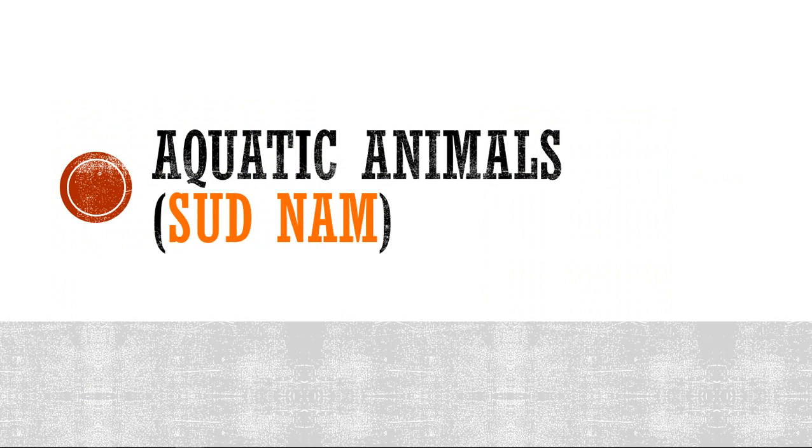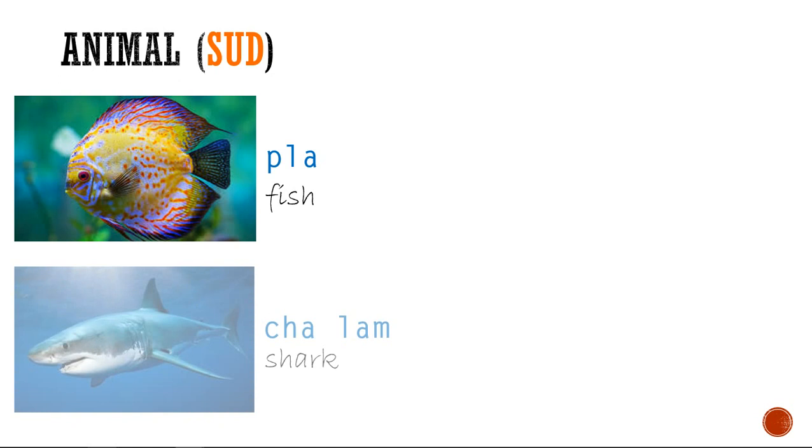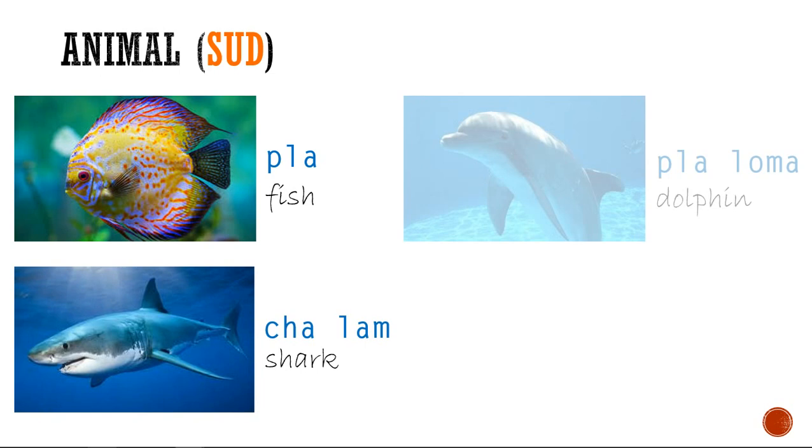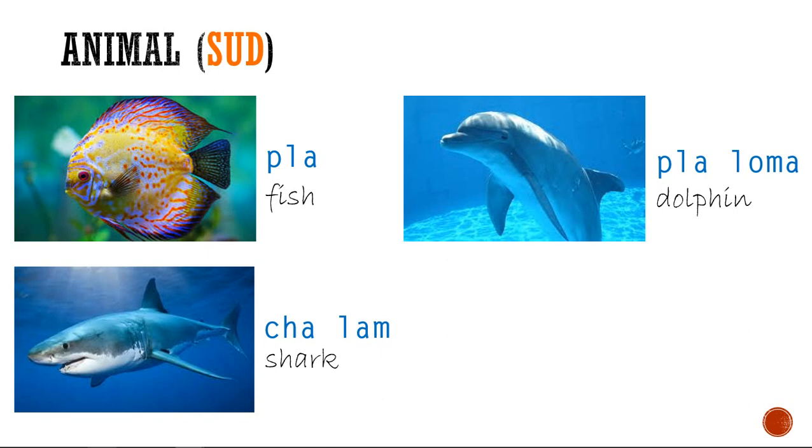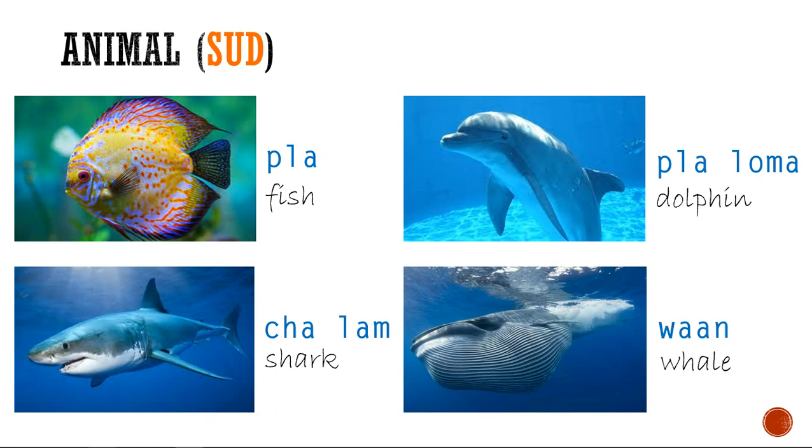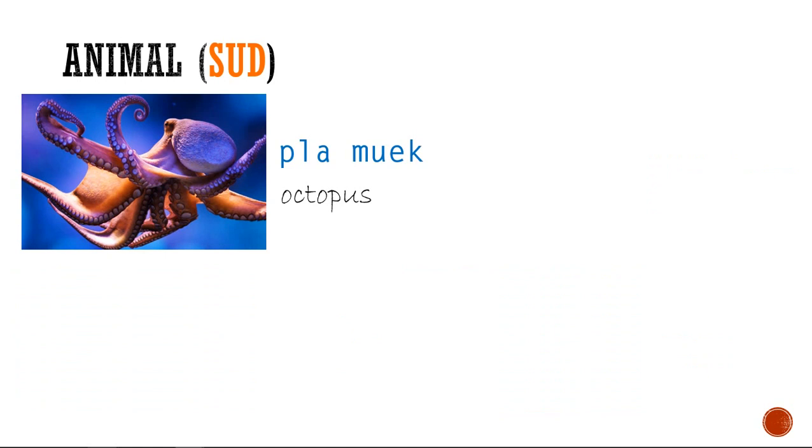Aquatic animals, สัตว์น้ำ. Aquatic is in the water and น้ำ is water. ปลา, fish. ฉลาม, shark. ปลาโลมา, dolphin. วาฬ, whale. Plamuk, octopus. This is not a fish, but we know that too. Thai people like to say plamuk. Actually, it should be only muk, but we get used to it and we tend to say plamuk.